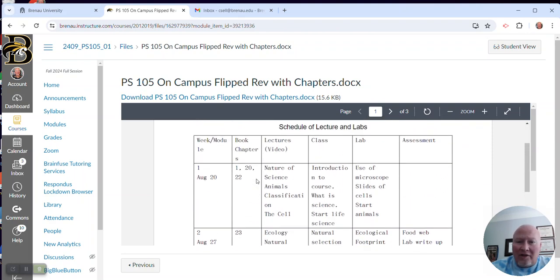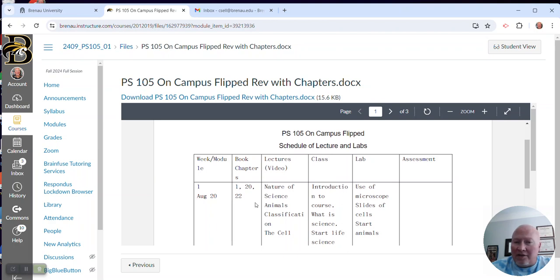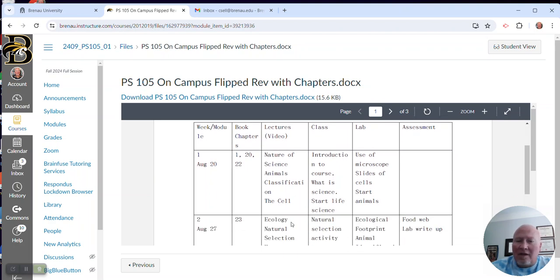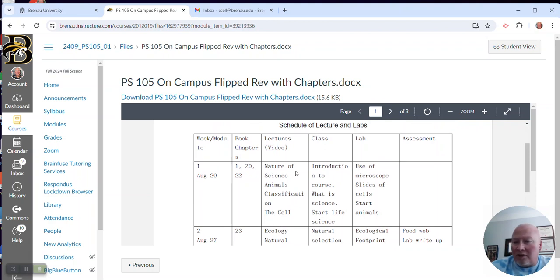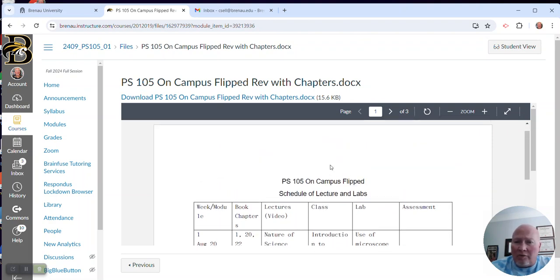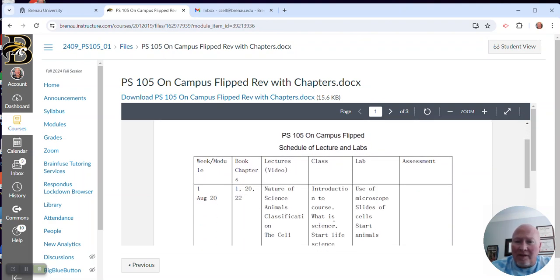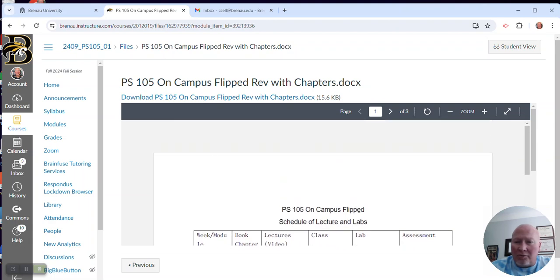Okay, so for each week I will give you the chapters in the book, the titles of the lectures that we're going to be needing. Okay, for most weeks you're going to need to have them done by Tuesday, but for that first week you'll need to have them done by Thursday. Here's what we're doing in class, and then here's what we're doing in lab.